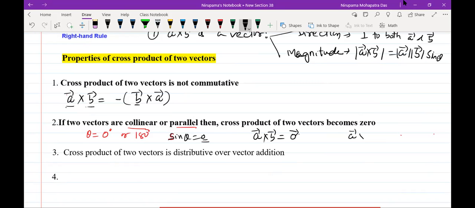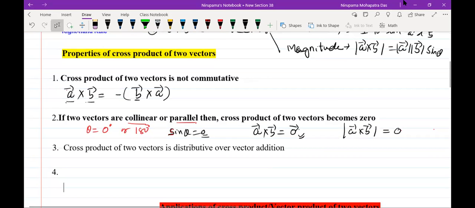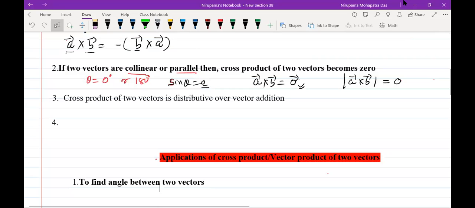It means here the magnitude of A cross B will be 0 because you are getting sine theta 0. So A cross B is a 0 vector. So whenever you have to see whether two vectors are parallel or collinear, the cross product vanishes. Third property: cross product of two vectors is distributive over vector addition.